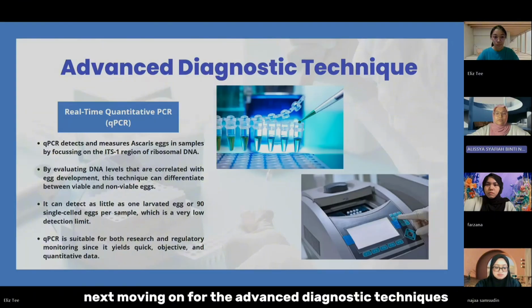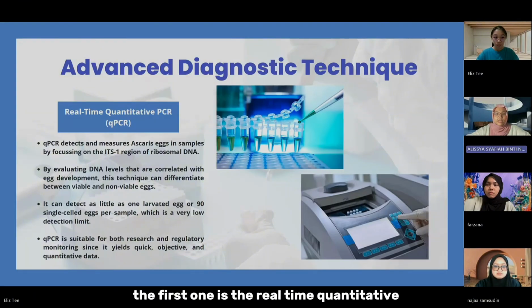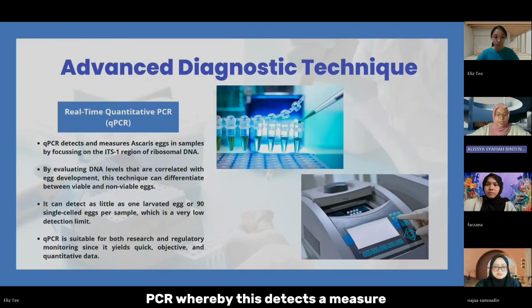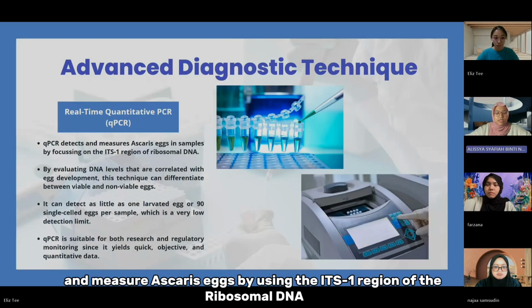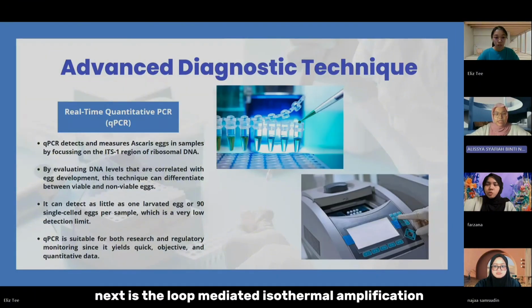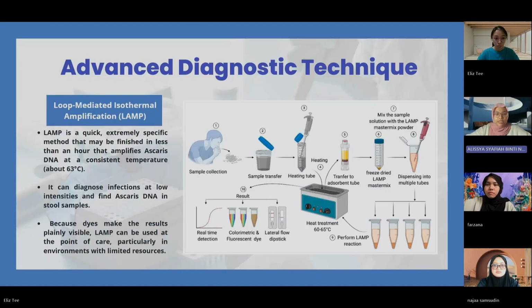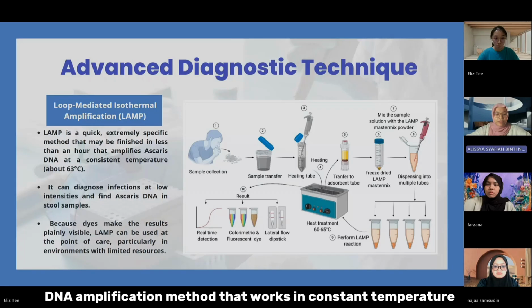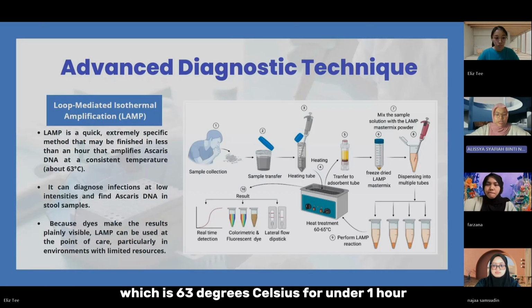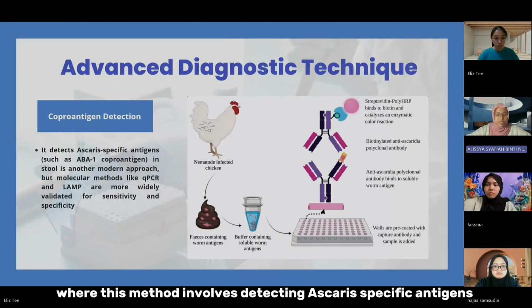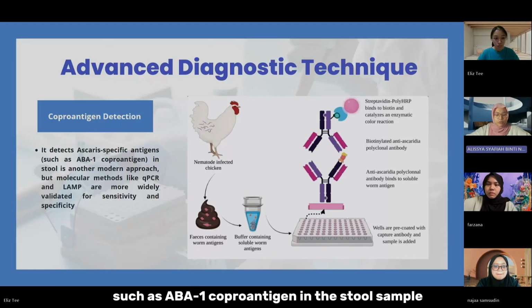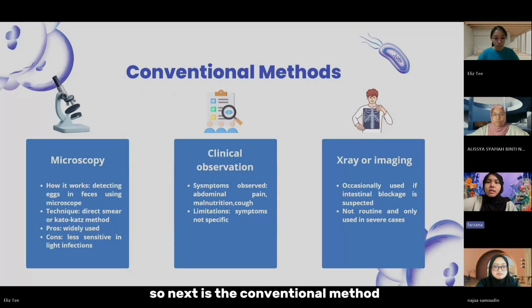Next, moving on to the advanced diagnostic techniques. The first one is real-time quantitative PCR, which detects and measures Ascaris eggs by using the ITS1 region of the DNA. Next is loop-mediated isothermal amplification, a fast and highly specific DNA amplification method that works at a constant temperature of 63 degrees Celsius in under 1 hour. And lastly is coproantigen detection, which involves detecting Ascaris-specific antigens such as ABA-1 coproantigen in the stool sample.